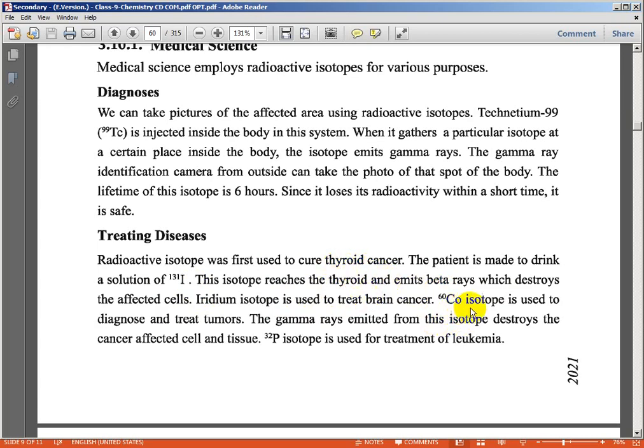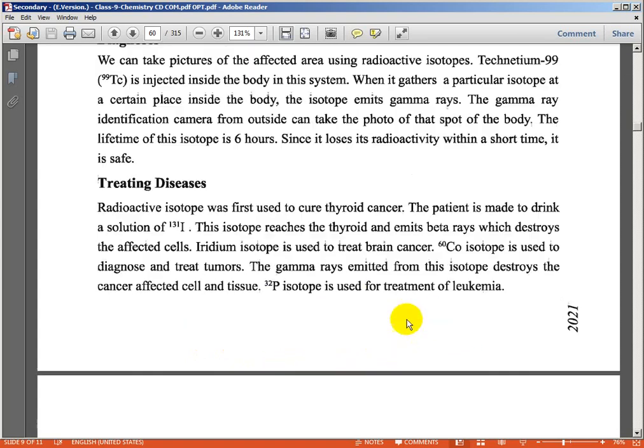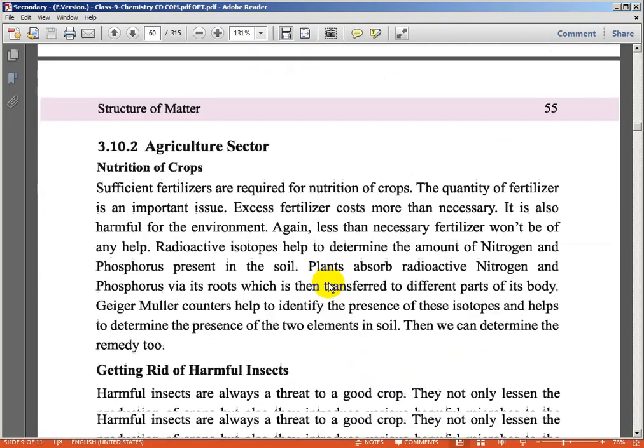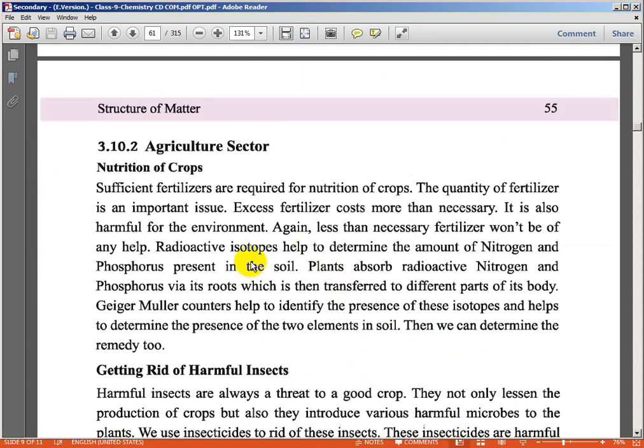Cobalt 60 isotope is used to diagnose and treat tumors. The gamma rays emitted from the isotope destroy the cancer-affected cells and tissue. Phosphorus 32 isotope is used in the treatment of leukemia, blood cancer. Now it is used in the agriculture sector.